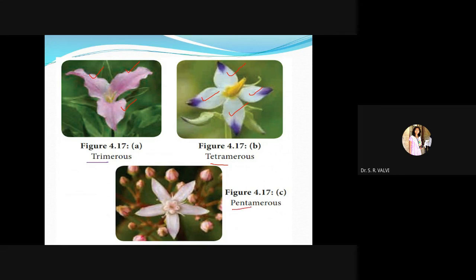In case of penta, you will see here in this diagram you will get the 5 petals, and you can even count these stamens: number 1, 2, 3, 4 and 5. Okay, so likewise these pentamerous, trimerous and tetramerous conditions are present.